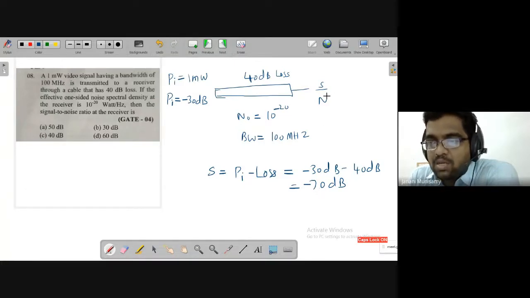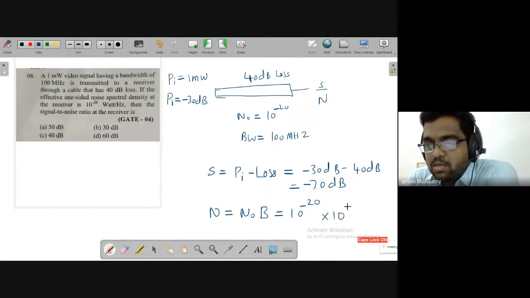Now I have to concentrate on the noise power. N means the noise power. You know that noise power is N0 into B. N0 they have given as 10 power minus 20. Bandwidth they have given as 100 megahertz, that means 10 power 8. So I will get 10 power minus 12.